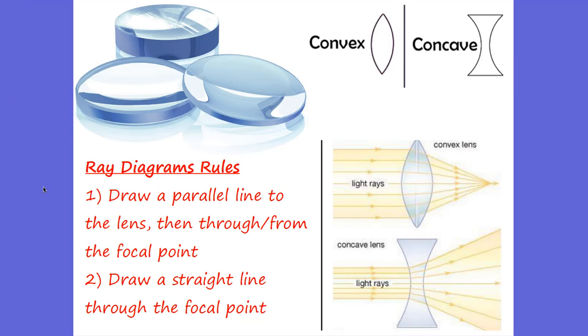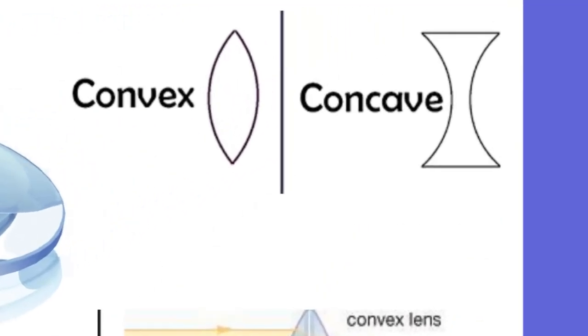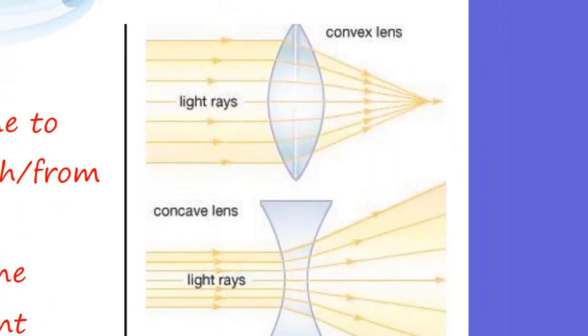And there's two main types of lenses. There's a convex lens, which kind of looks like it's bubbling out, and a concave, which is caving in. You can see in the convex lens, the light rays are converging. Sometimes we call this a converging lens. And you can see in the concave lens, the light rays are diverging. They're going away from something. And so sometimes we call that a diverging lens.